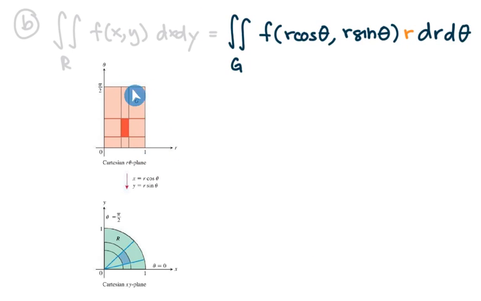So a little bit more visually, we have G, and these function transformations transform G into R. This Jacobian factor, r here, which we calculated, scales the differential rectangle dr d theta in G to match with the differential area element dx dy or dy dx in R. So this Jacobian scales that transformation.